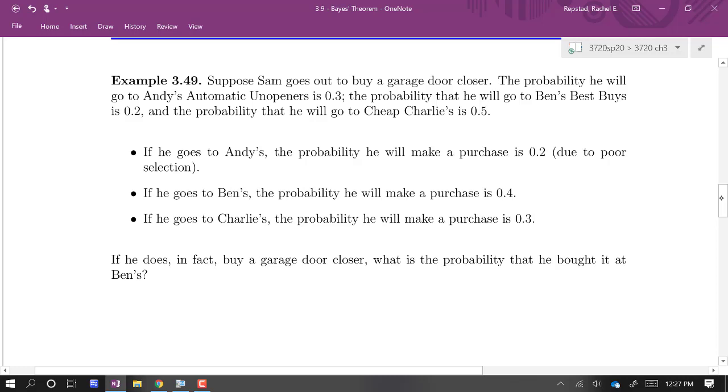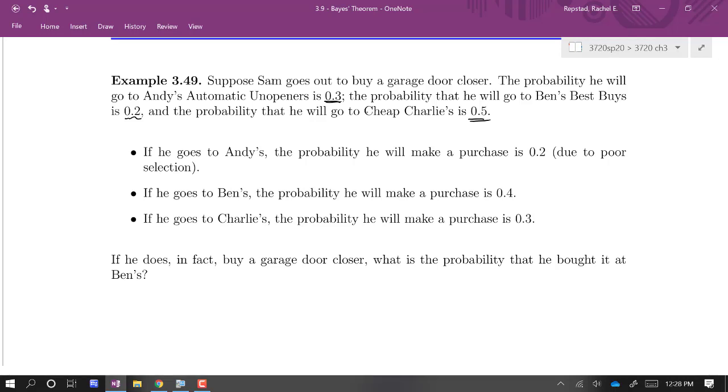So we're going to suppose that Sam goes out to buy a garage door closer, and there are 3 different garage stores that sell these garage door closers. He can go to Andy's. The probability that he goes to Andy's is 0.3. He might go to Ben's, and the probability he goes to Ben's is 0.2. Or he might go to Charlie's, and the probability that he goes to Charlie's is 0.5. Now he's going to go to precisely one of these. He's not going to go to more than one. Note that these probabilities all add up to 1. So he's going to go to one of these stores.